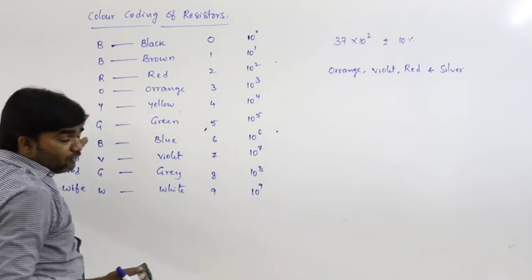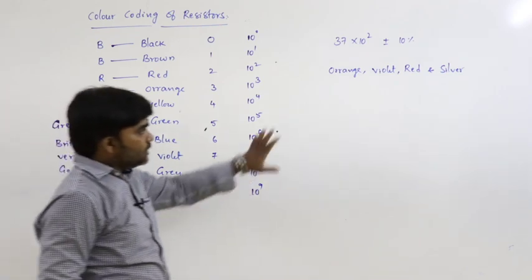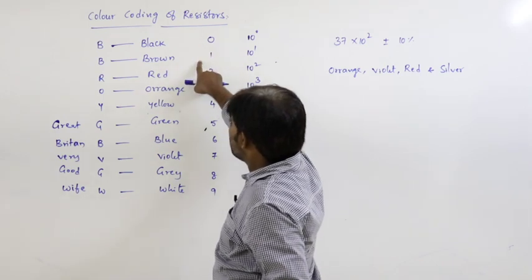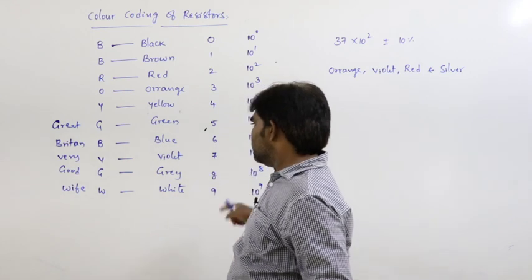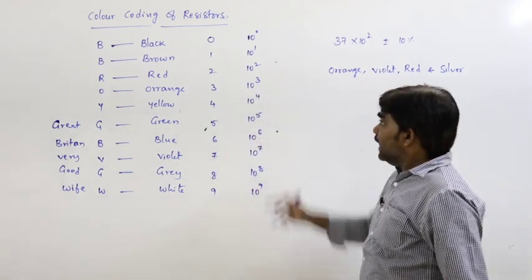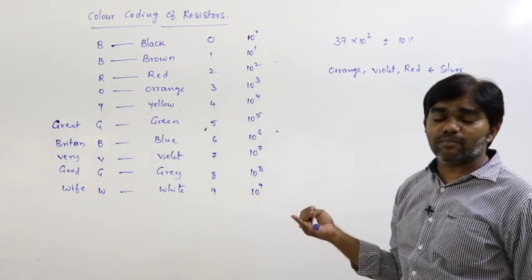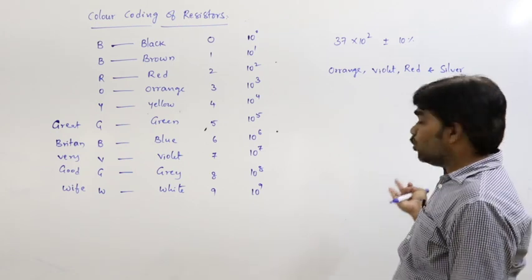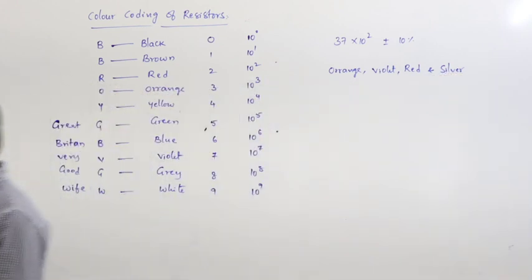B. Roy of Great Britain have very good wife with gold and silver. That is the way to remember these colors. In order: black is 0, brown 1, red 2, orange 3, yellow 4, green 5, blue 6, violet 7, grey 8, and white 9. And these are the multiplication factors. Gold tolerance is plus or minus 5%, silver tolerance is plus or minus 10%, and if there is no color, the tolerance is 20%. Let us do one problem based on this example.